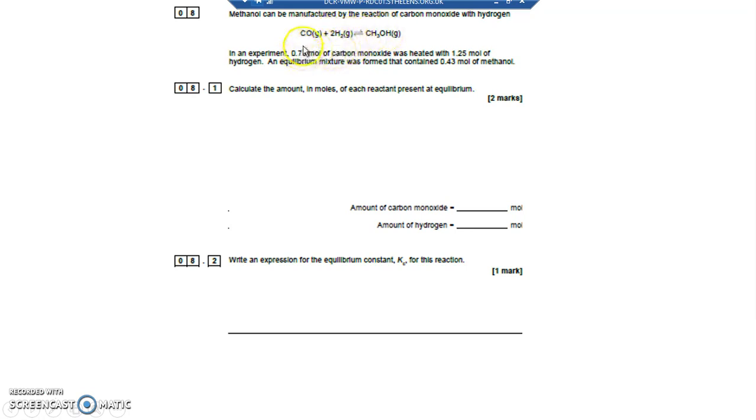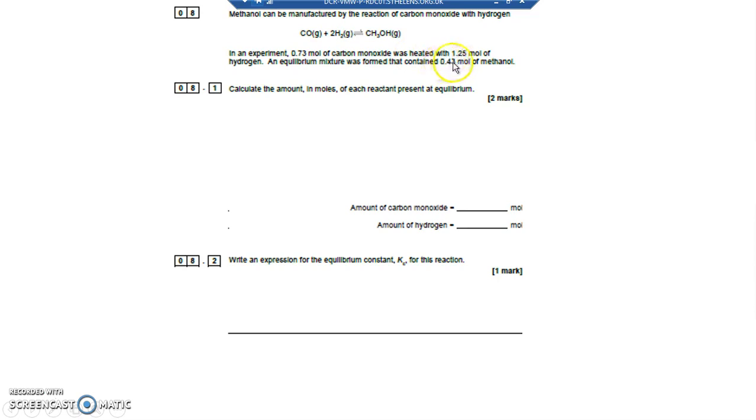At the start of the reaction, I've got 0.73 moles of carbon monoxide. I've got 1.25 moles of hydrogen, and I won't have any methanol because none is made yet. The reaction hasn't started. At equilibrium, that's a point where the forward and backward reactions are going at the same speed or the same rate, and the concentrations of reactants and the concentrations of products are no longer changing at equilibrium, sometimes called dynamic equilibrium.